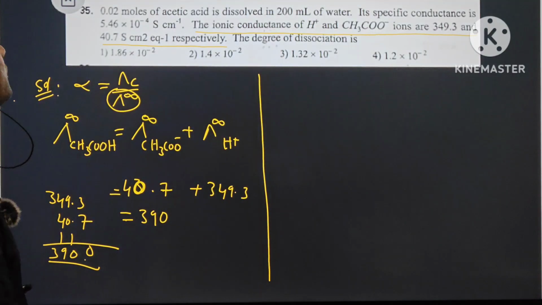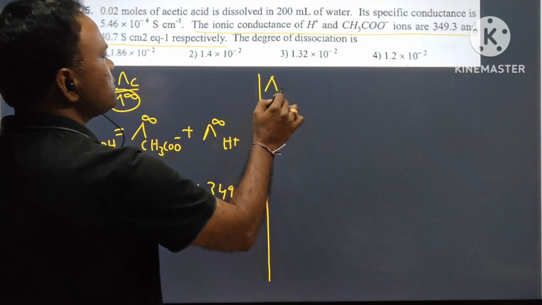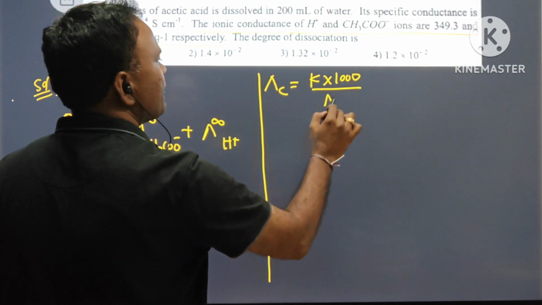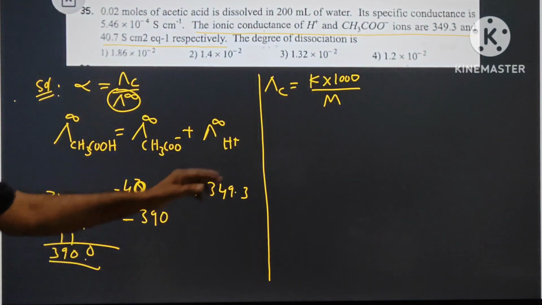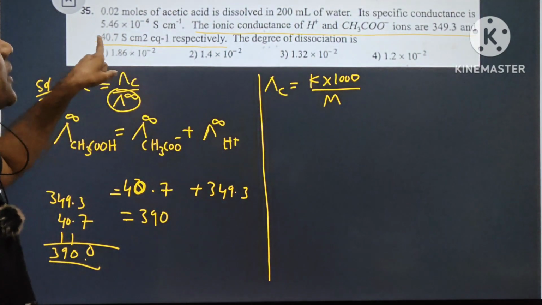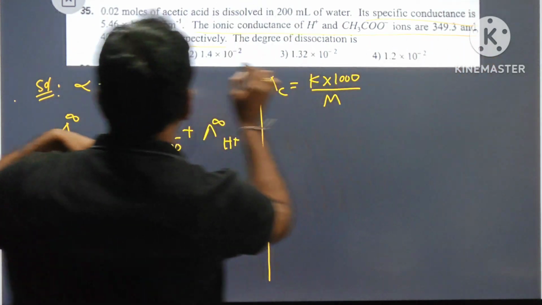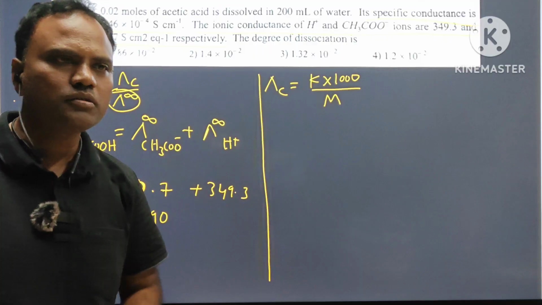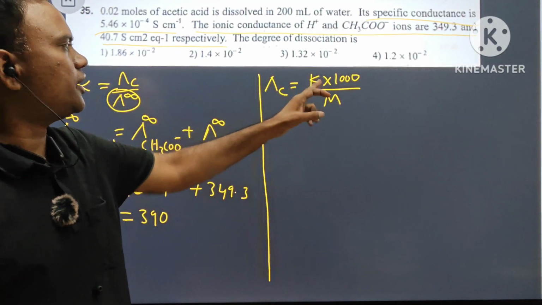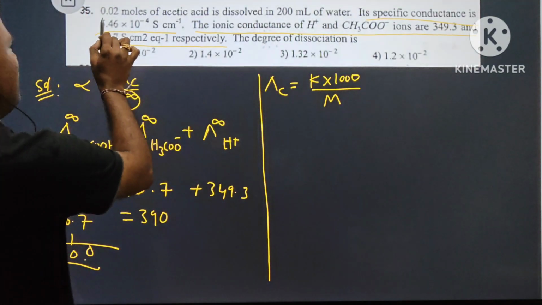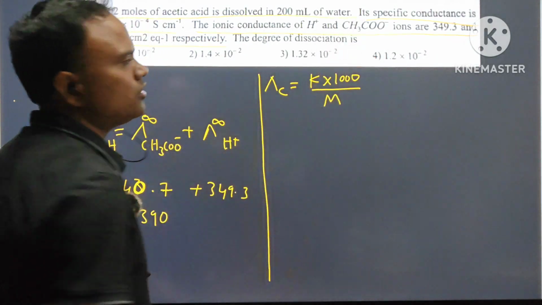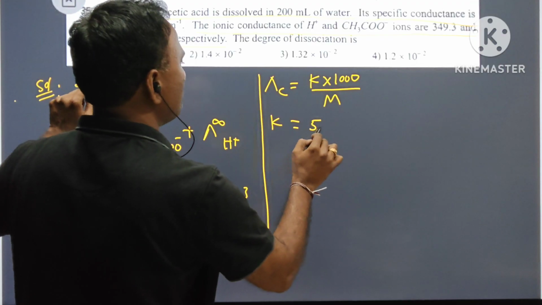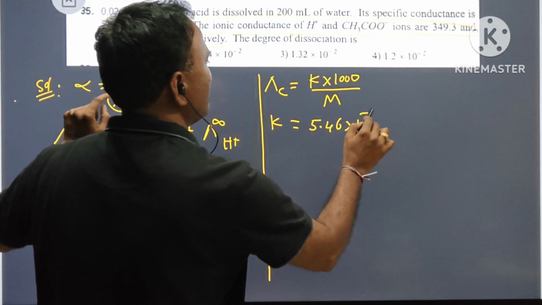Next, how to find lambda C? What is the formula for equivalent conductance at any concentration? Lambda C is equal to specific conductance into 1000 by molarity. Specific conductance K is already given, 5.46 into 10 to the power of minus 4. But do we know molarity? We don't know molarity. How to find molarity? By using the data. Moles are given and volume is also given.